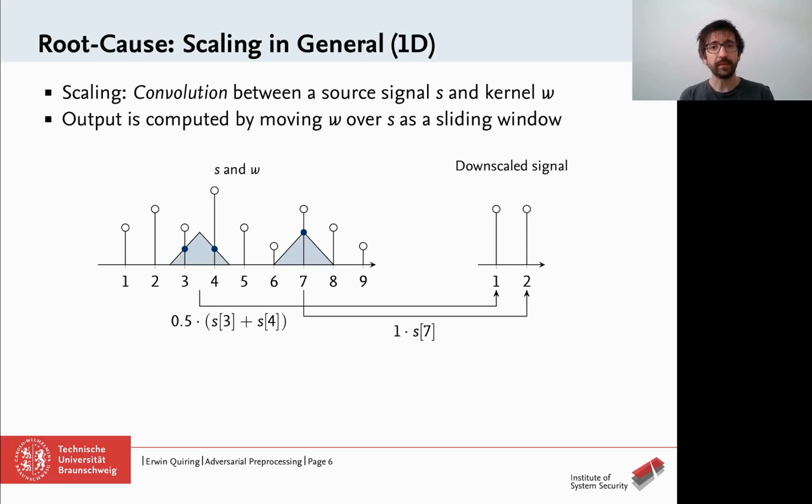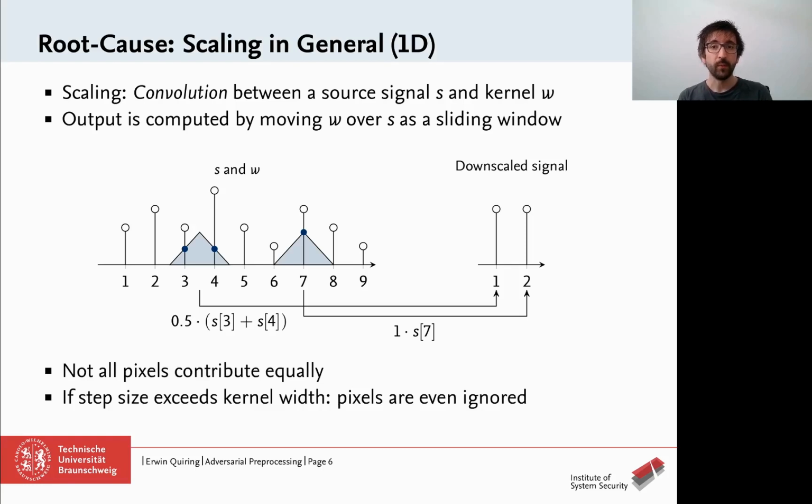That's it. This example depicts bilinear scaling as implemented by TensorFlow. We can now observe 2 interesting points. First, not all pixels equally contribute to the downscaled output. Only pixels close to the center of the kernel receive a high weighting. And second, if the step size exceeds the kernel width, pixels are even ignored.